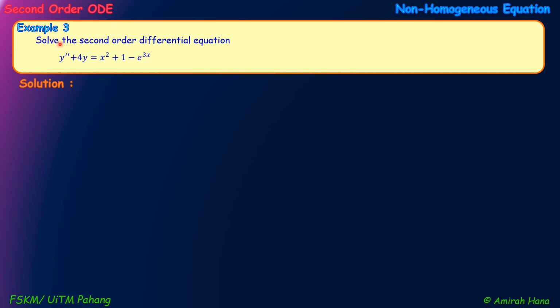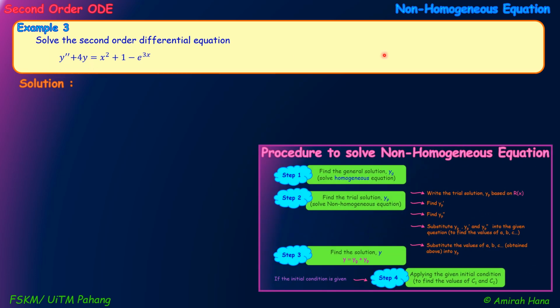In this video, we are going to continue with example 3 under non-homogeneous equation for second order ODE. Solve the second order equation y double prime plus 4y equals x squared plus 1 minus e to the power of 3x. This is a non-homogeneous equation because the right hand side does not equal 0. And this is a second order ODE because we have y double prime, or second derivative. To solve a non-homogeneous equation for second order ODE, first step, we need to find the general solution yg.